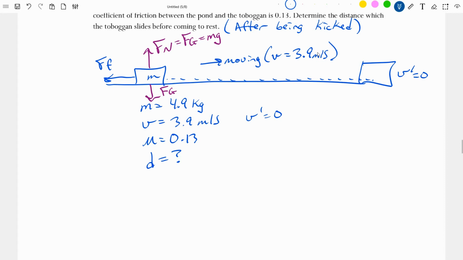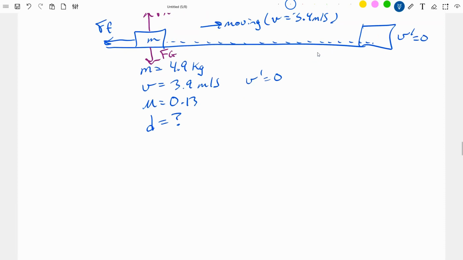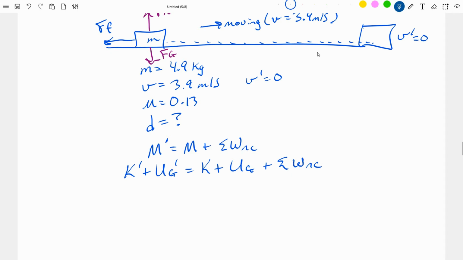Okay, so if I want the distance, and I'm forcing myself to use a work-energy approach, I'm thinking of force times distance, right? Work is force times distance. So let's do that. The mechanical energy that this thing is going to end up with over here is equal to the mechanical energy it started with at this moment in time that I'm considering, plus the net work done along the way by non-conservative forces. So let's expand that the usual way: K prime plus U gravity prime equals K plus U gravity plus the net work done by non-conservative forces.